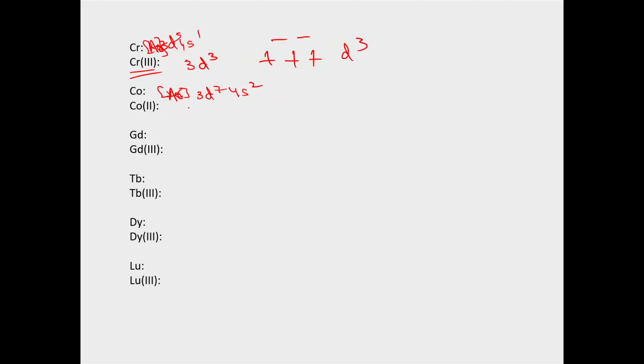Okay, so Co2+ means this is 3d7. Then gadolinium has xenon 4f7 5d1 6s2. Okay, so gadolinium in plus 3 state means it is 4f7.